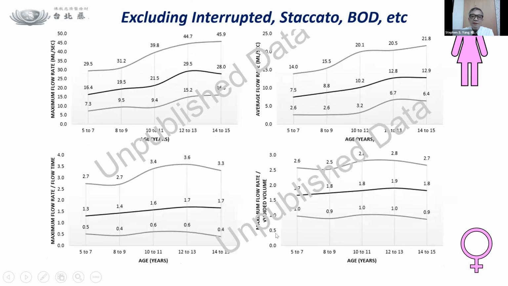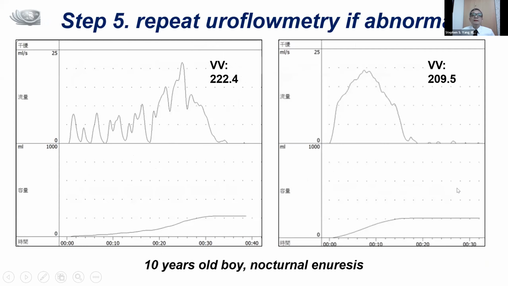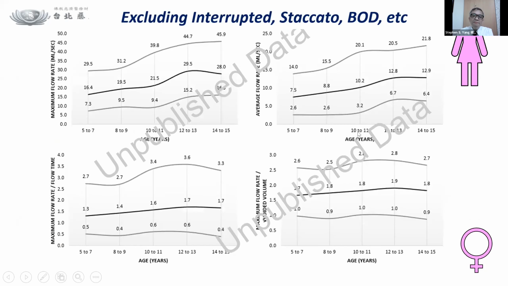In girls, we find the same condition. You can see Qmax and Q average increase with age, and the 5th percentile of Qmax divided by flow time and Qmax divided by square root of voided volume were quite constant, 0.5 and 1.0. So we recommend that when we classify plateau curve, you may consider these 2 parameters, which could be useful for you to avoid unnecessary invasive study or treatment.